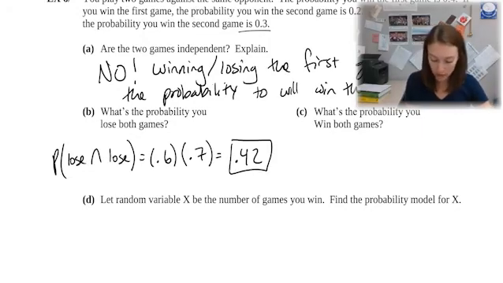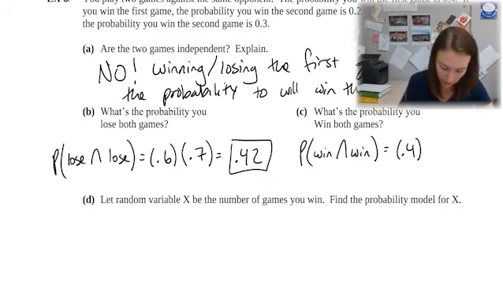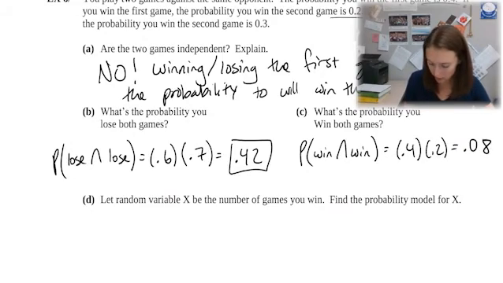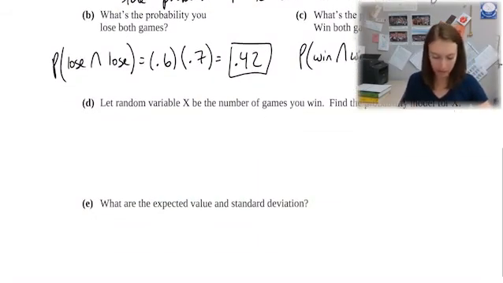What's the probability you win both games? So probability of a win and a win. The probability I win the first game is 0.4. If I win the first game, the probability I win the second game is 0.2. And that's going to be 0.08. Not a great probability you're going to win both games.